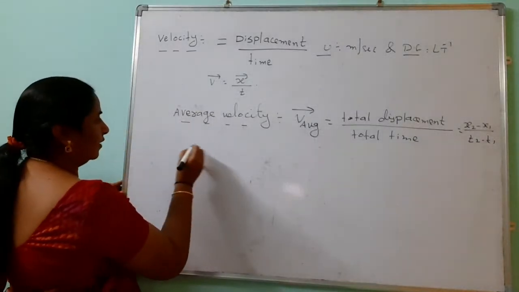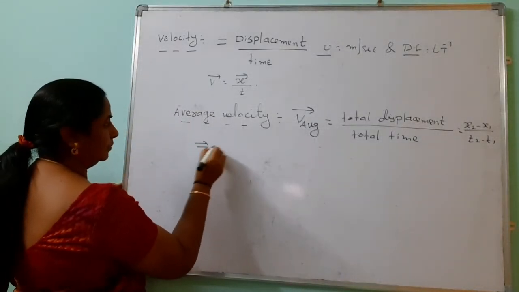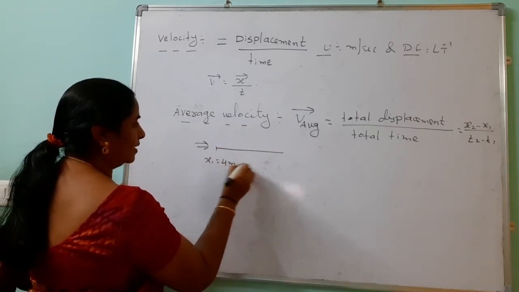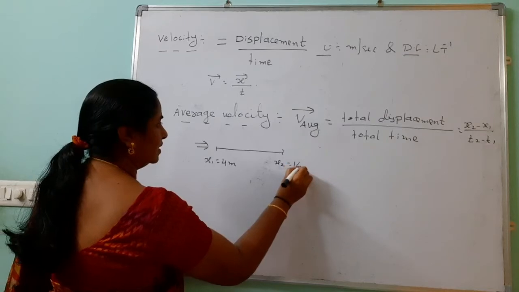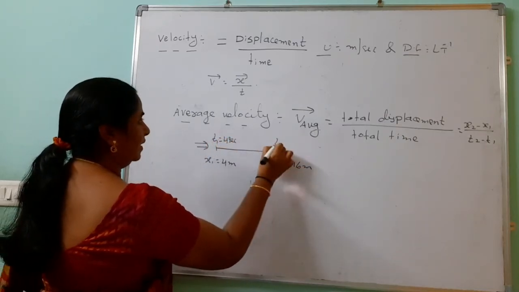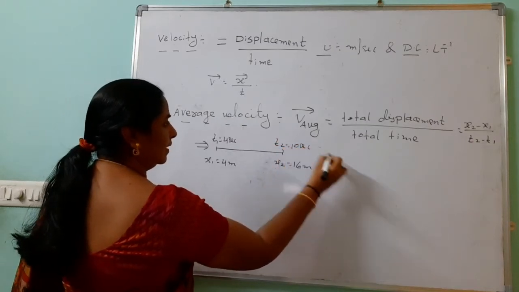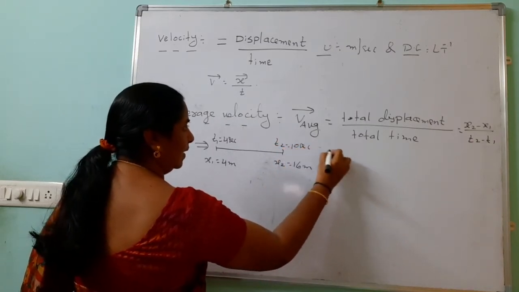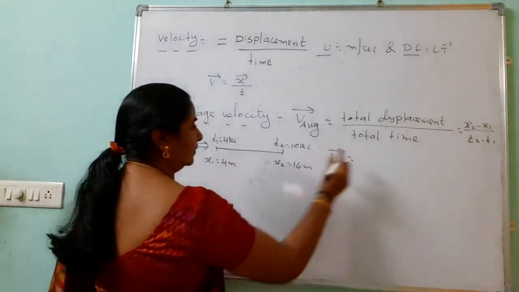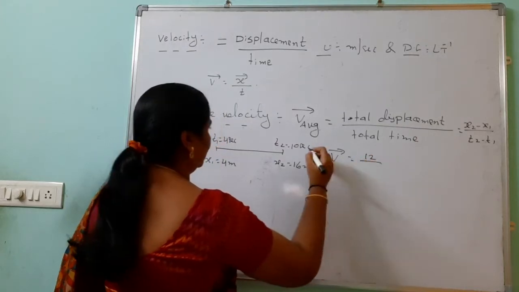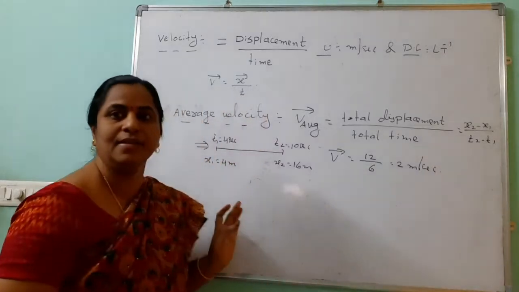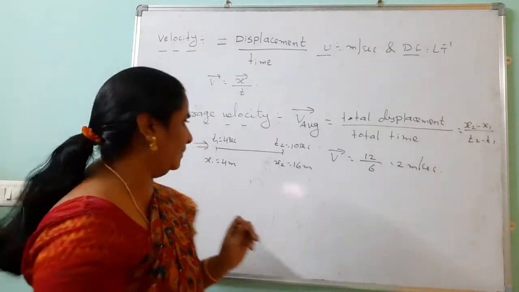Then we do one problem. x1 equals 4 meters, x2 equals 16 meters. The time t1 is 4 seconds, t2 is 10 seconds. How do we find the velocity in this case? Initial position 4, final position 16. 16 minus 4 is 12, divided by 6, which is 2 meters per second.